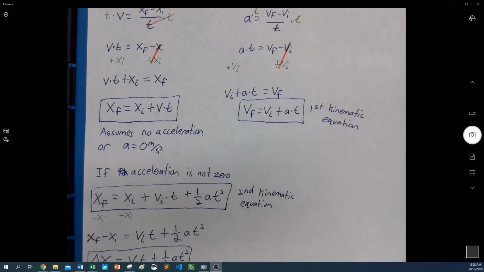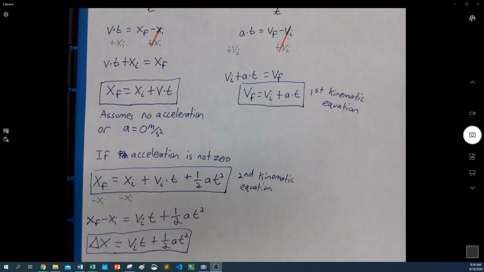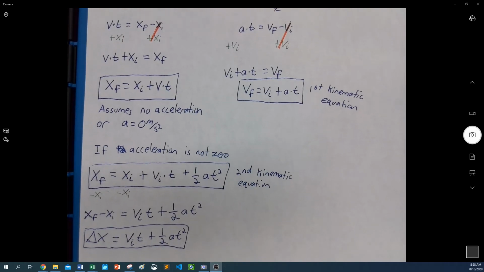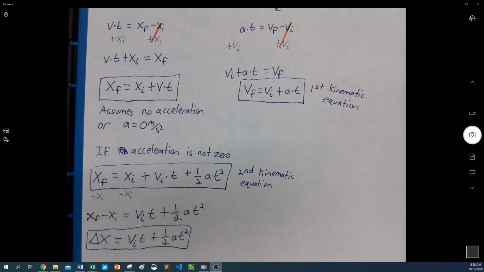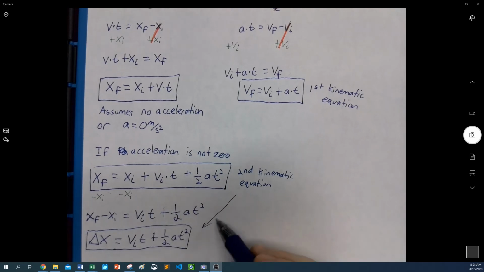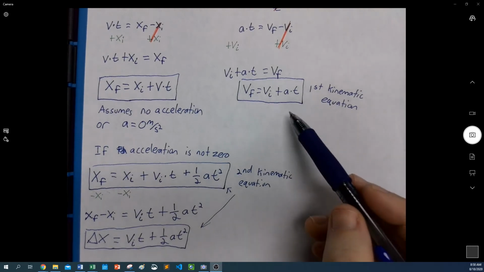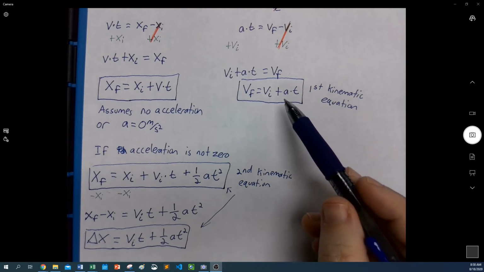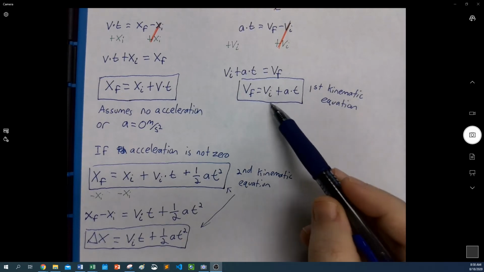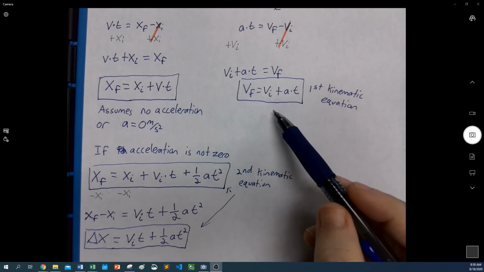So this is another form of the equation. It's simplified down. It's a lot shorter than writing the full version of the equation, but these two are the second kinematic equation. This is the first. So this equation tells you how your velocity is going to change with time.